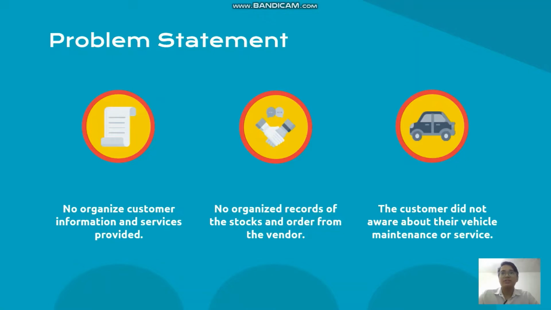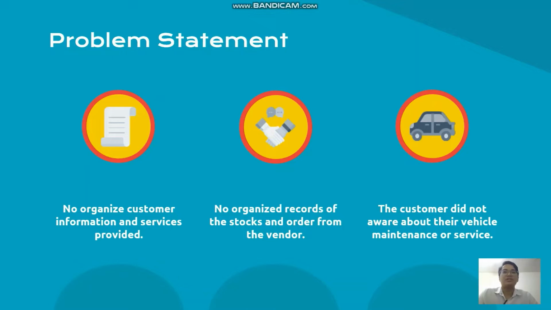So the first problem statement is there is no organized customer information and service record, which means it is difficult for the manager to remember the last service of the customer's car. And then there is no organized record of the stock and orders from the vendor. So they only order the spare parts when a customer needs that part, and they did not keep the supplier details that are related to the spare parts.